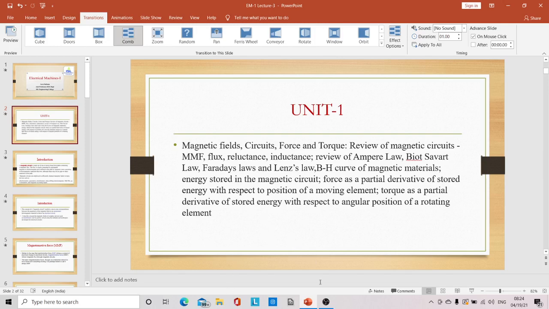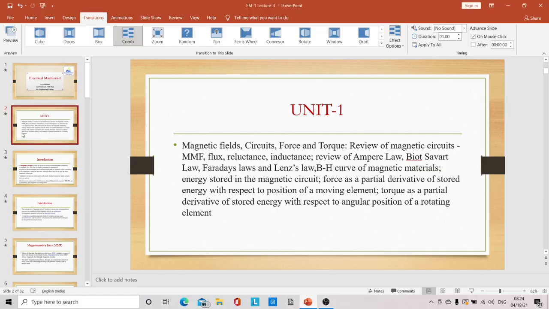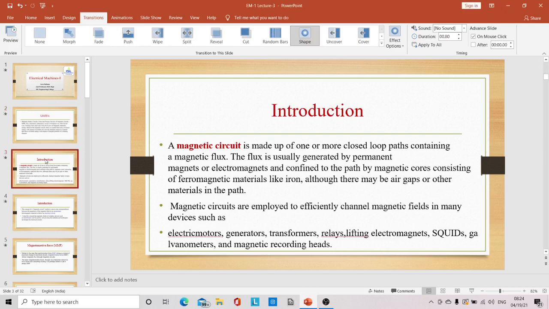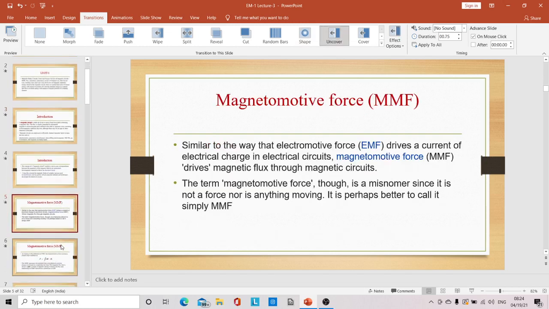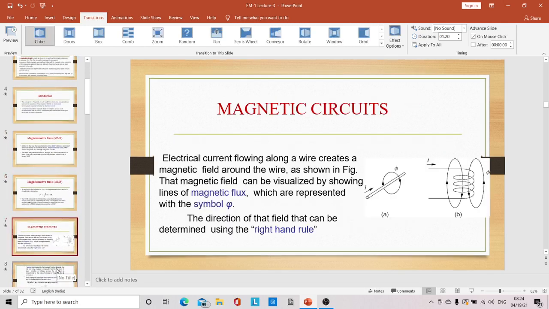I hope today's class is clear to everyone. I think everyone understood what exactly is a magnetic circuit, what is an electric circuit, and what are the analogies between electric and magnetic circuits. What is magnetomotive force, what is reluctance, what is EMF, electromotive force, what is resistance.